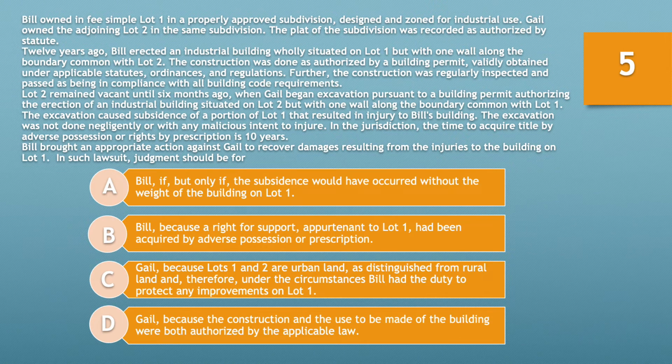Question number 5. Bill owned in fee simple Lot 1 in a properly approved subdivision, designed and zoned for industrial use. Gail owned the adjoining Lot 2 in the same subdivision.